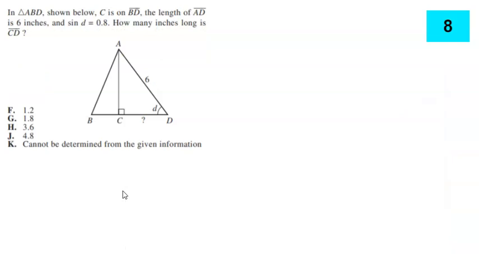Number 8, in the triangle ABD, C is on side BD, so that's the point C, and the length of AD is 6 inches, and the sine of D is 0.8. How many inches long is CD, which has got the question mark?